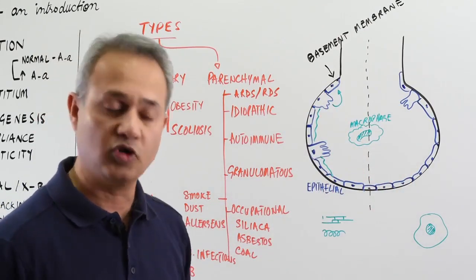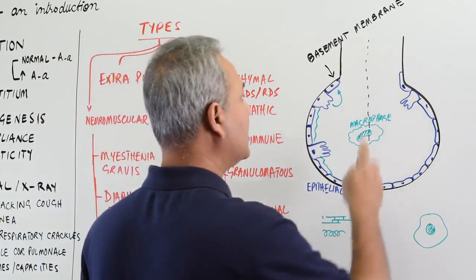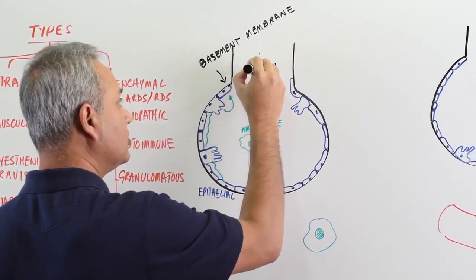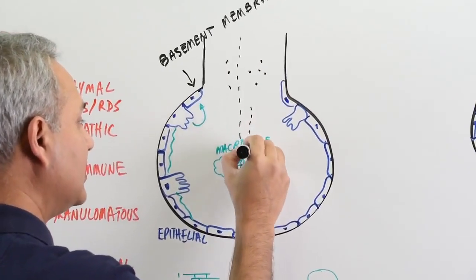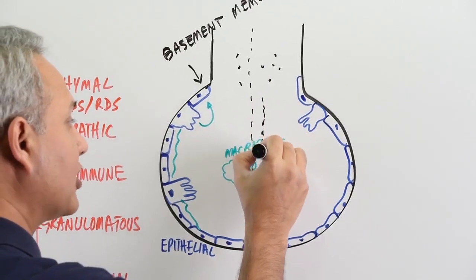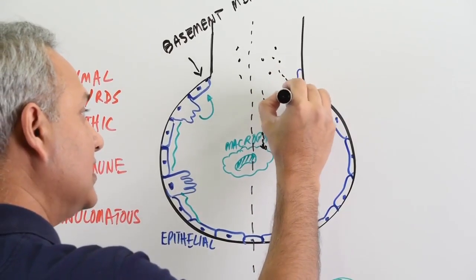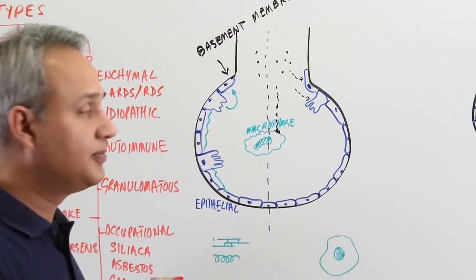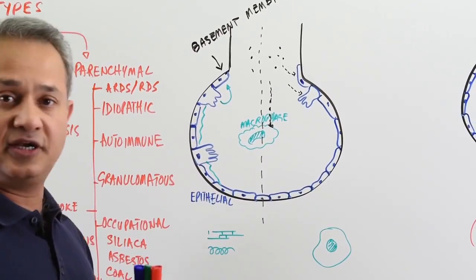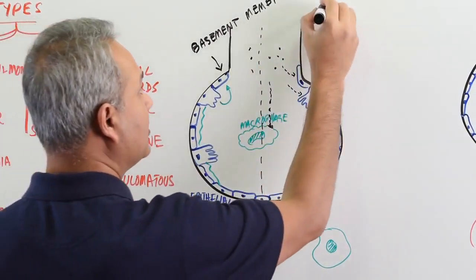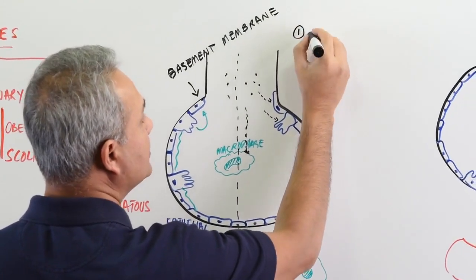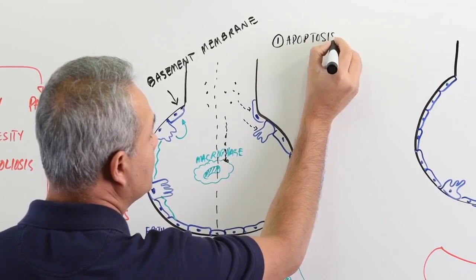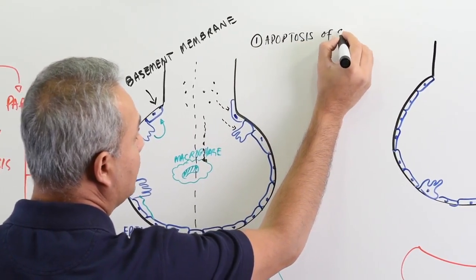So, let's say the person is a smoker. So, the smoke comes in, it causes irritation to what? It causes irritation to the macrophages, and it irritates the epithelium. First, we are starting, right? Now, when the epithelium is irritated, what happens to the epithelium? Number one, is apoptosis of epithelium.